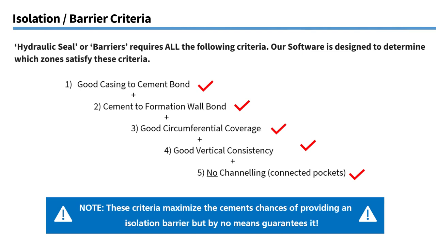So from our bond log data, we're trying to establish whether that hydraulic seal or barriers exist in the annular space. To do that, as I said, we need to verify that good casing to cement bond, cement to formation wall bond, circumferential coverage, good vertical consistency, and we don't want to have any channeling. So it's only when we can assess from the data if all these things exist at a certain depth could we say that there's the likelihood that we may have a barrier which is providing a hydraulic seal in the annulus.